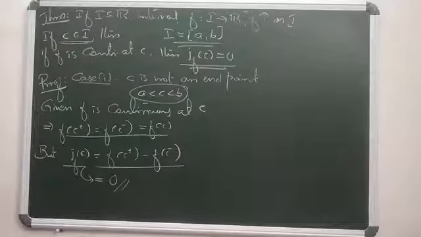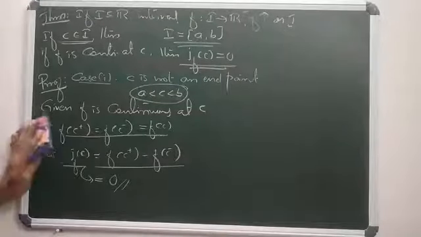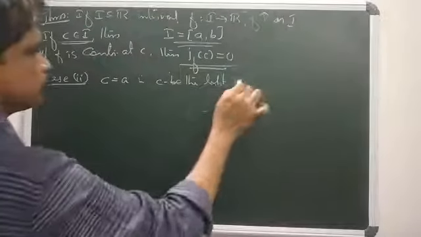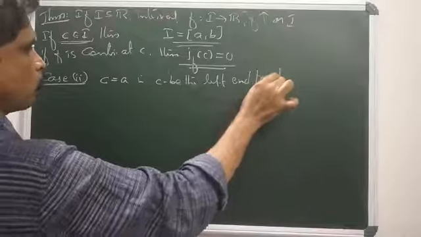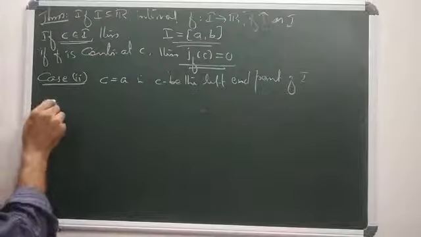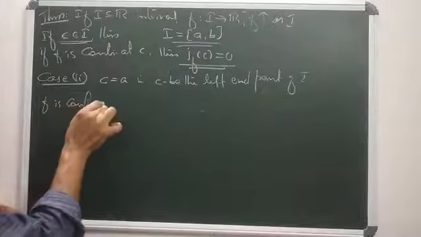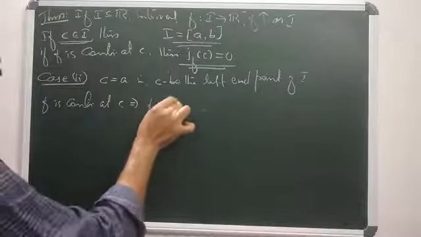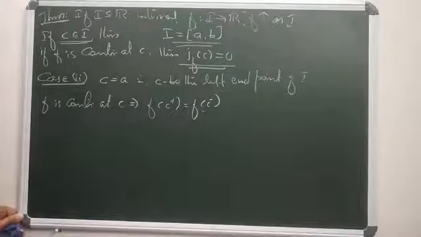Clear? Okay. Go to the second case. What is the second case? Case second: c is the left endpoint, c equals a. That is, c is the left endpoint of I. Also we know that f is continuous at c. That means f(c+) equals f(c-) equals f(c).